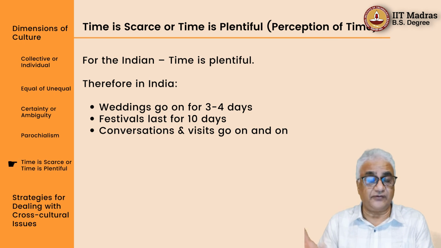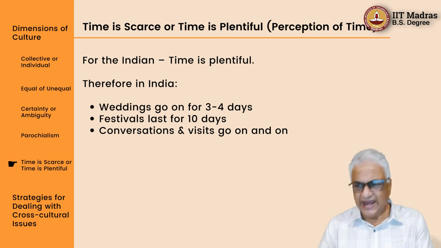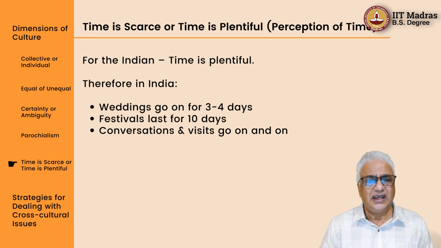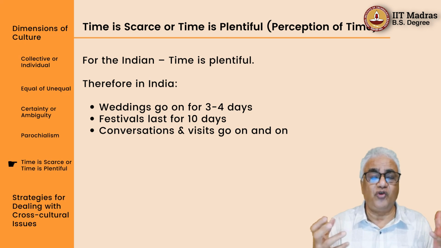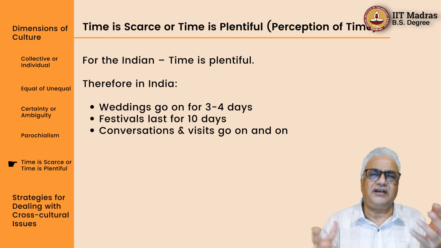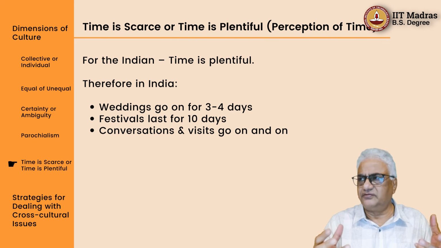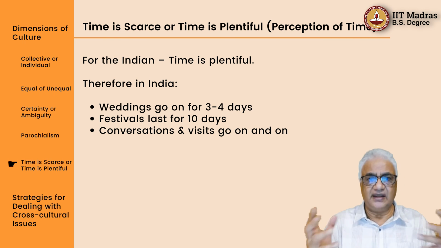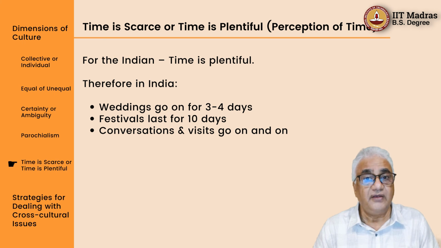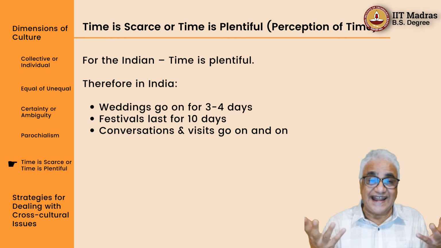So therefore we know in India time is plentiful. We like time, right? We like to relax. And therefore, in India, weddings go on for 3-4 days. So nice it is, right? 3-4 days, lot of tamasha. We have a lot of fun. We have a lot of talking, chatting. We get together. People take leave for weddings and all that. Festivals, Durga Puja, 10 days, right?